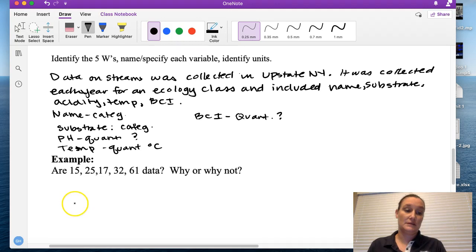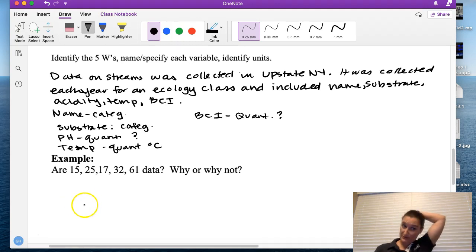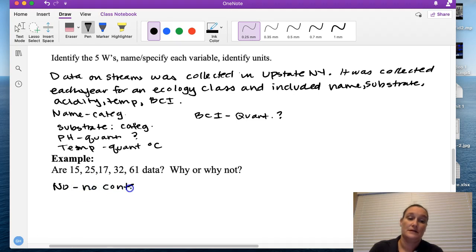All right, the last example for today, a short set of notes: are 15, 25, 17, 32, and 61 data? Why or why not? The answer is no. There's no context. All right, if numbers don't have context, then they are not data. If they're not connected to something, they are not data. So that is the answer.